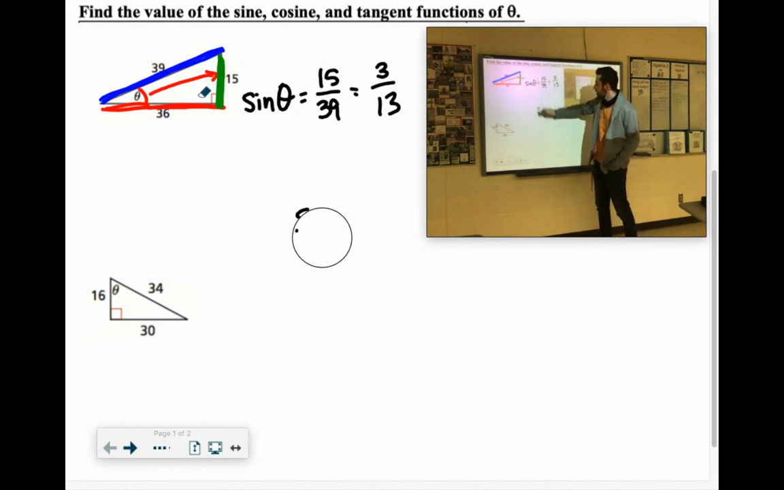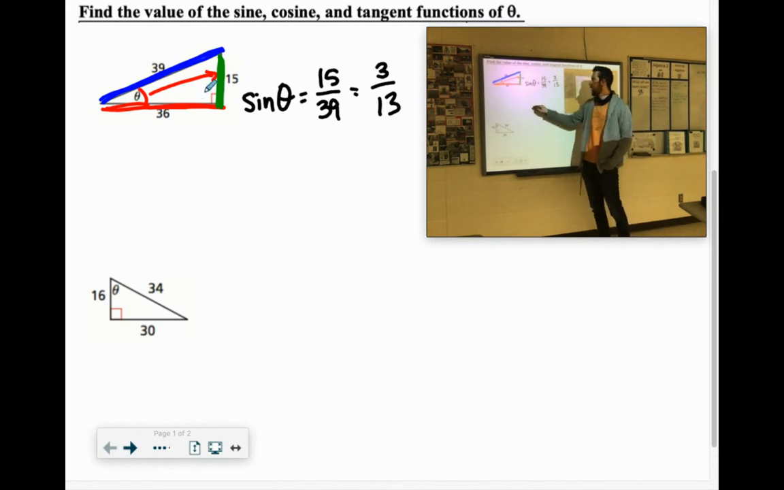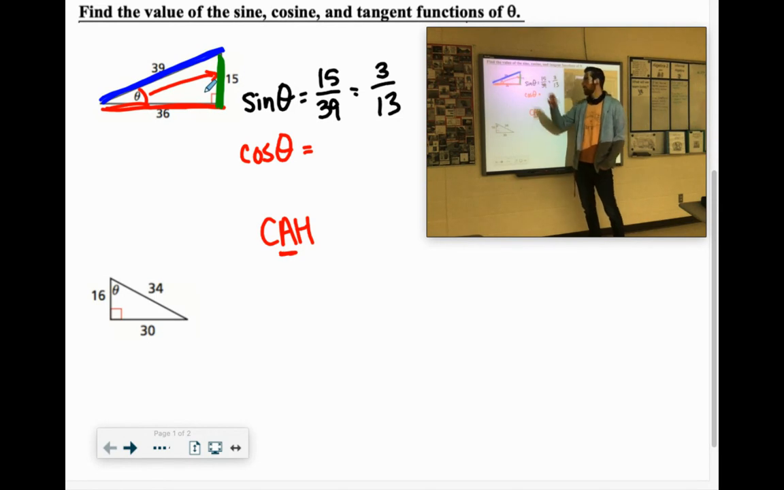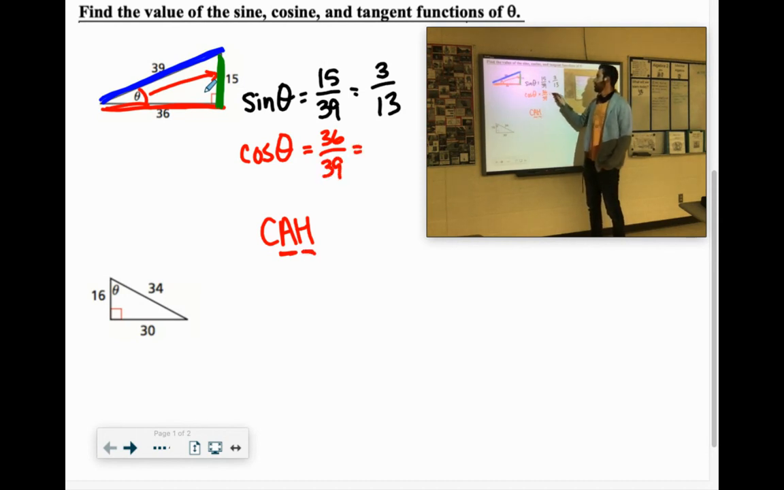And the cosine of theta equals the adjacent side. The adjacent side is 36 over the hypotenuse. And the hypotenuse again is 39. These are both divisible by 3. 36 divided by 3 is 12. 39 divided by 3 is 13.